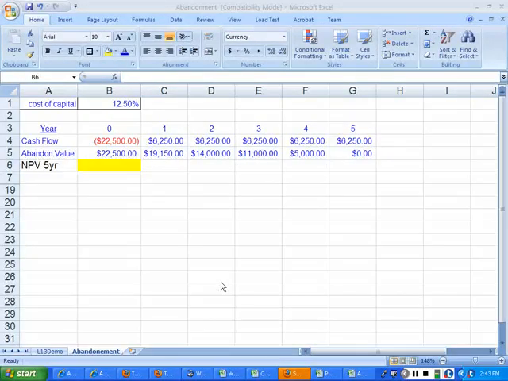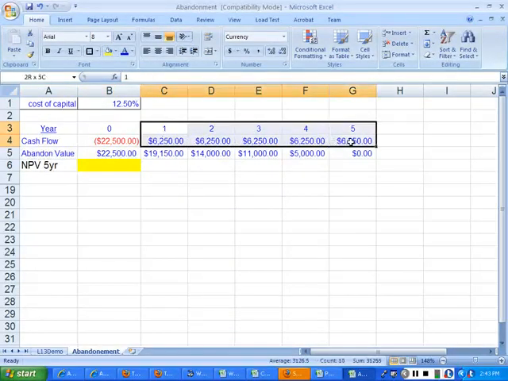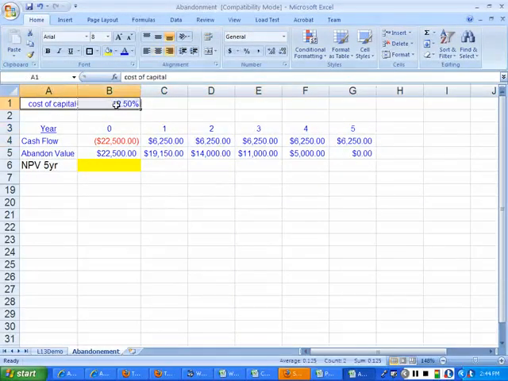Here's an interesting problem that we want to point out, and one of which I don't know that your text does a particularly good job, so we want to make sure we add this example. This is the question of, suppose you have a project, and in this case we've got one that's going to be an expenditure up front of $22,500, a project that has returns in each of the next 5 periods of $6,250 per period. We've got a cost of capital or WACC of 12.5%.